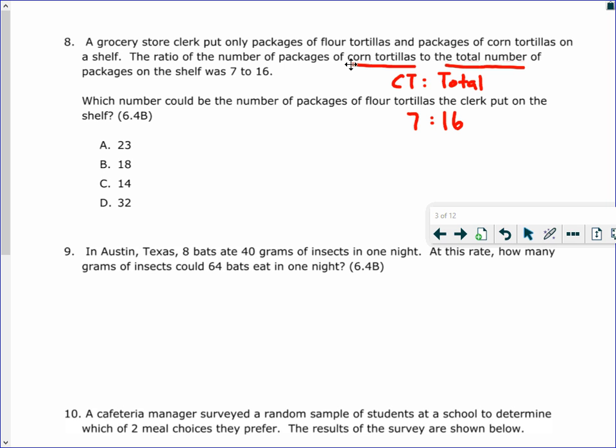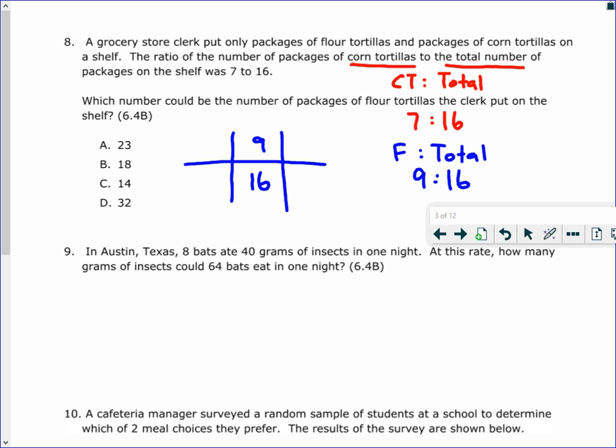So our flour to total is going to be 9 to 16. And then it says which number could be the number of packages of flour tortillas on the shelf. So we're looking for something that would have a ratio of 9 to 16, or something that's proportional to flour to total. So if we were to multiply times 2, we would get 18 out of 32 packages. So 18 would work. None of those other ones would work. Okay? So 9 times 2 is equal to 18. So we would be able to have 18 packages.